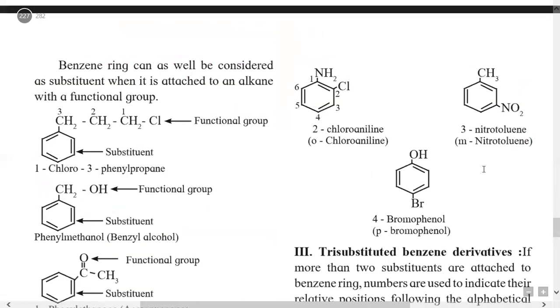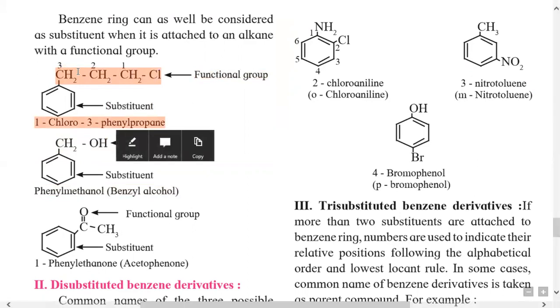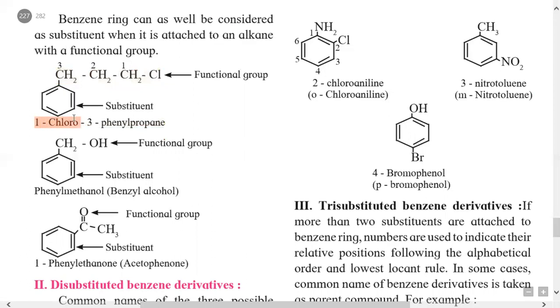Now we will consider some examples in which one more functional group is present in the side chain. Here, this is a benzene ring bonded with CH2, CH2, CH2 and Cl. Here the Cl is a functional group and the benzene ring is a substituent. So here the 3 carbon chain is propane, the first carbon contains chloro as a functional group and the third carbon contains phenyl, and the correct name is 1-chloro-3-phenyl propane.